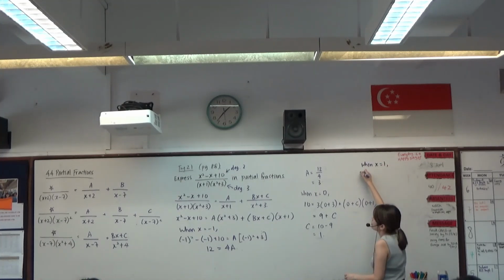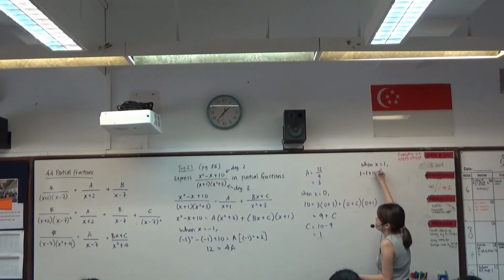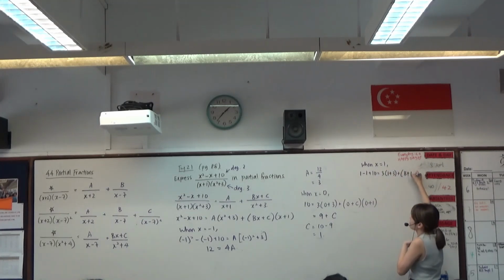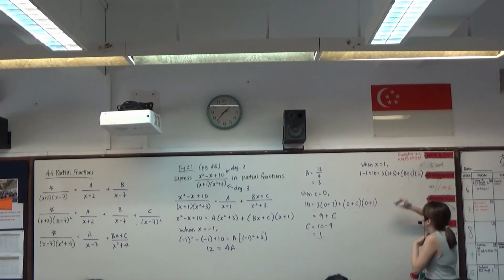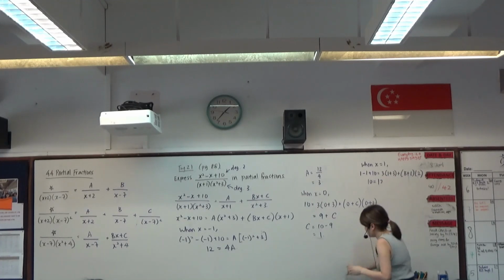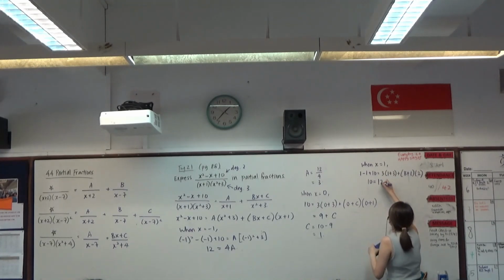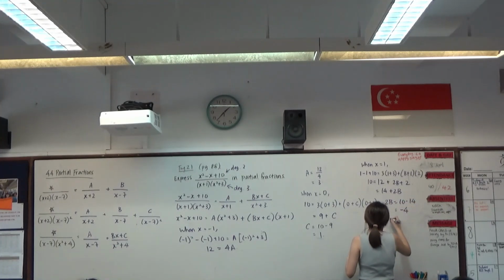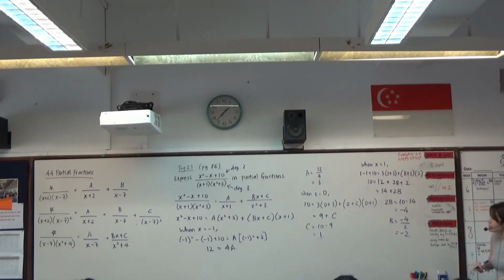So on the left, I will get 1 minus 1 plus 10. And then here I will have A, which is 3, times 1 plus 3, plus B plus 1, times 1 plus 1. And this is 10 equals 3 times 4, 12, plus 8 plus B plus 1. Okay, so B equals to negative 2.